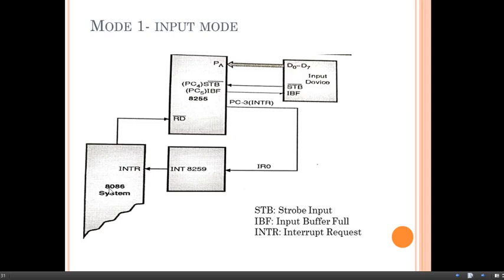This INTR signal is used to indicate the CPU to read the input port. If the data is present on this input port, the instruction to read that input port is given to the 8086 by this INTR signal through this 8259. So this is the input mode of mode 1.